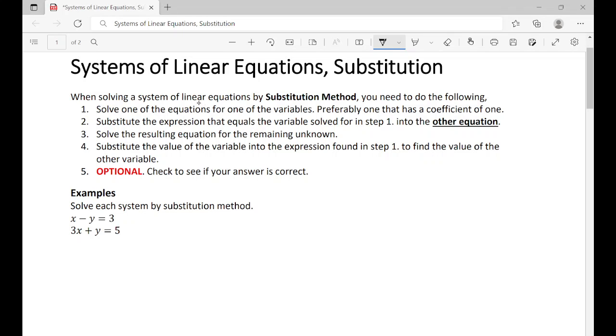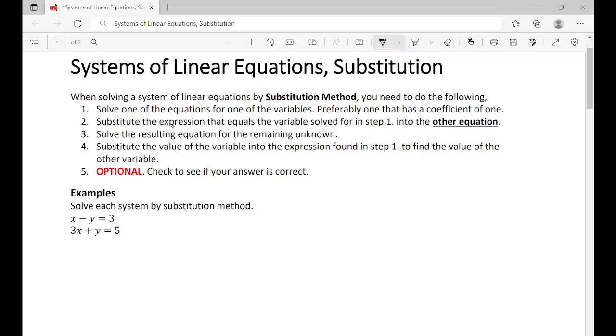When solving a system of linear equations by the substitution method, you need to do the following. First, solve one of the equations for one of the variables. It doesn't matter which one, choose whichever you think is easiest. But if you can, it's preferable that you choose one of the variables that has a coefficient of 1 to avoid fractions. But again, that is your decision to make in the end.